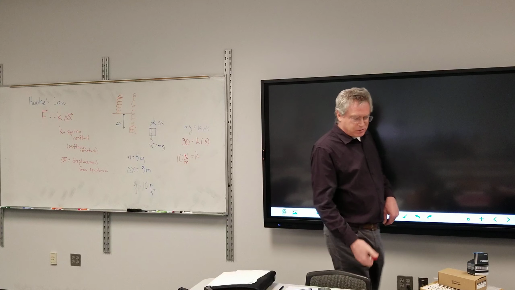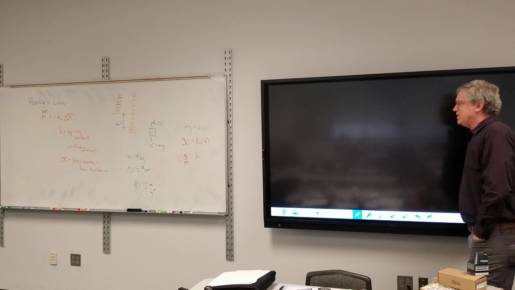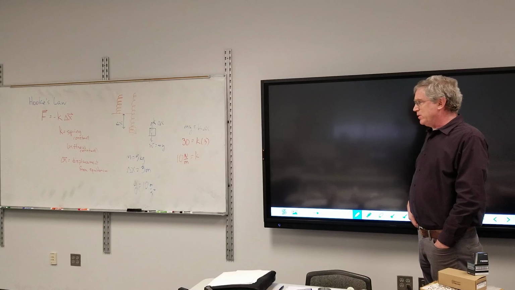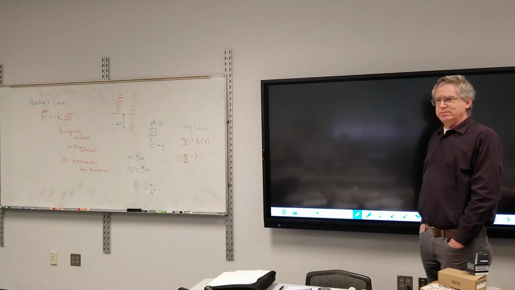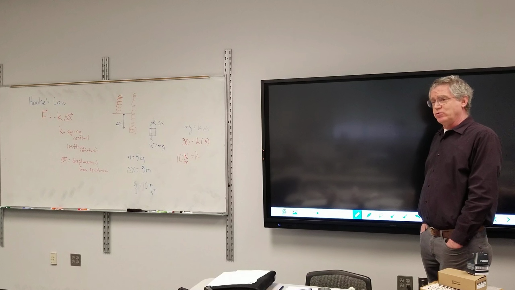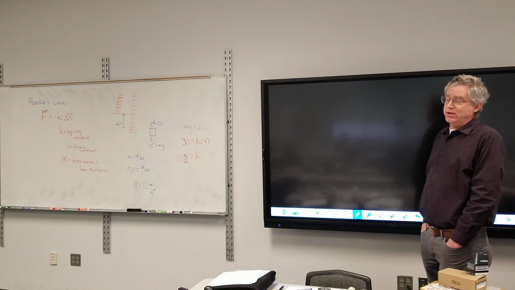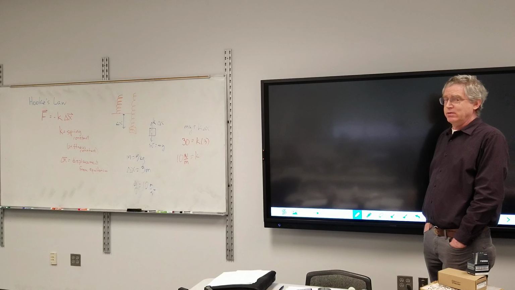All right. So what this claims is that for this particular spring, it would take 10 newtons to stretch it 1 meter. It takes 20 newtons to stretch it 2 meters. It takes 30 newtons to stretch it 3 meters. There's a pattern here.